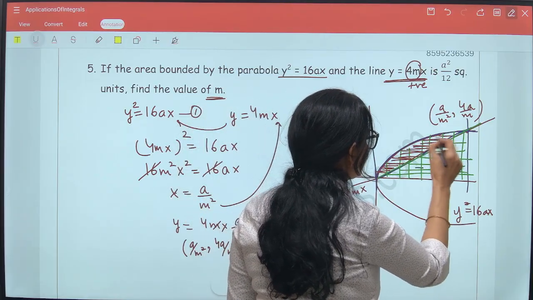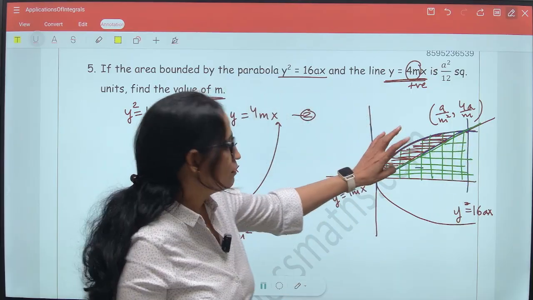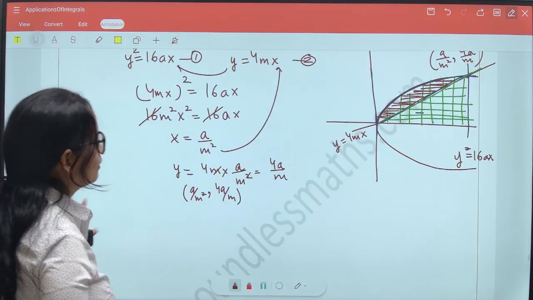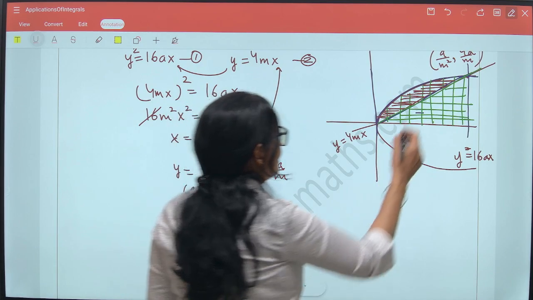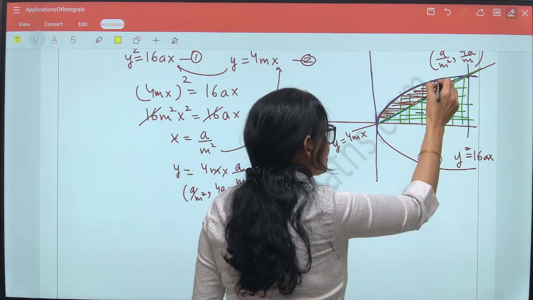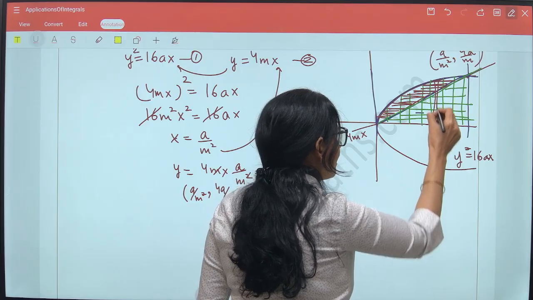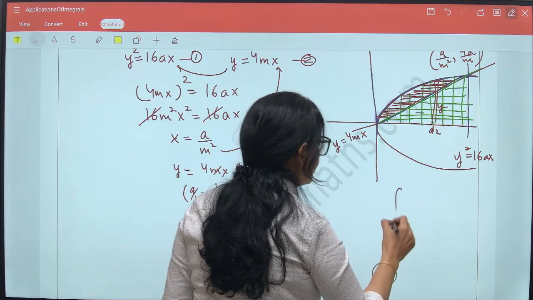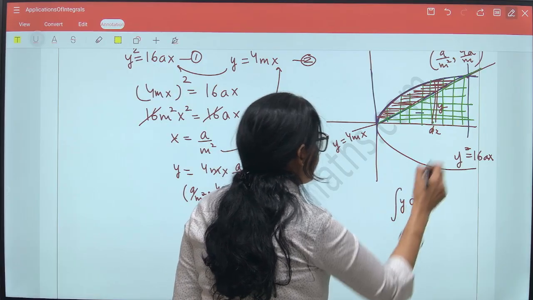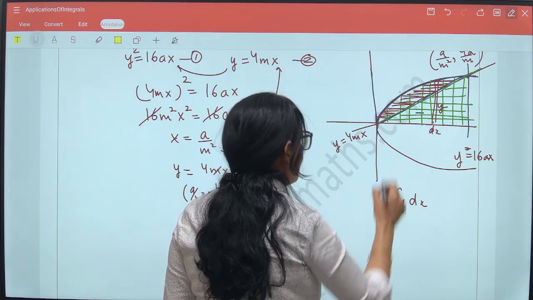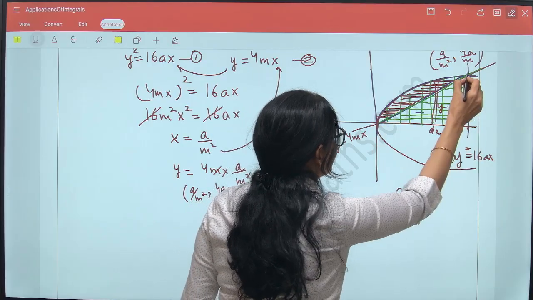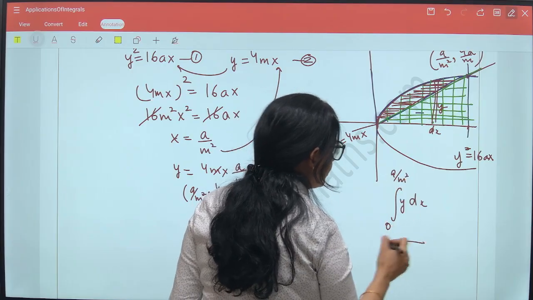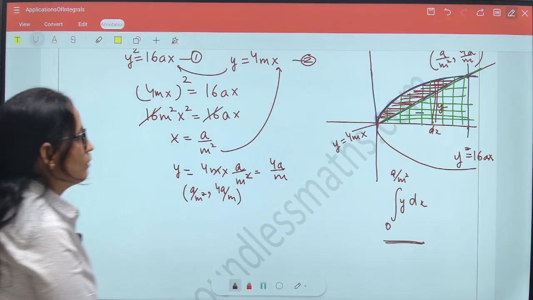So to get this, I need to find the difference of these two curves and then integrate. That means my integral, okay, before writing the integral, let's take a marginal space here. This is dx and this is y. So that means you need to use integral of y dx, and x is bounded from 0 to, what is the value of x here? A by m square. So this is what we need to use to find the required area.